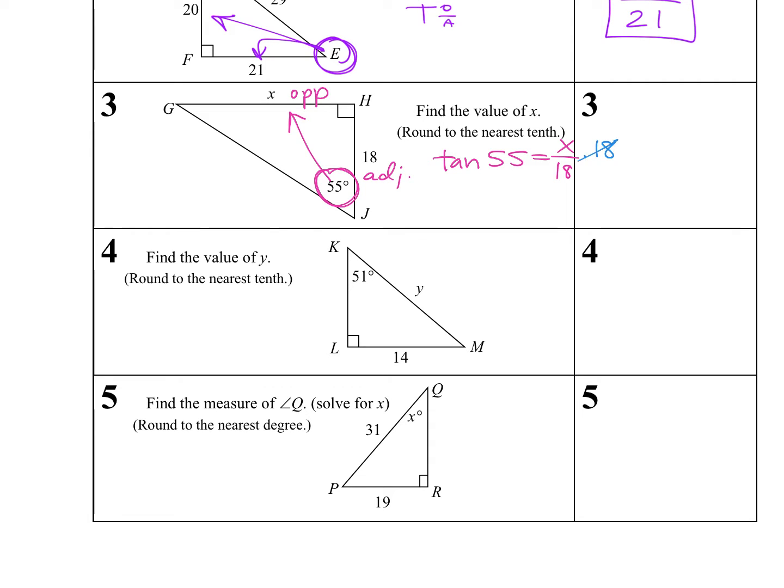Multiply by 18 on both sides. Okay, so plug this into your calculator. That comes out to 25.7.